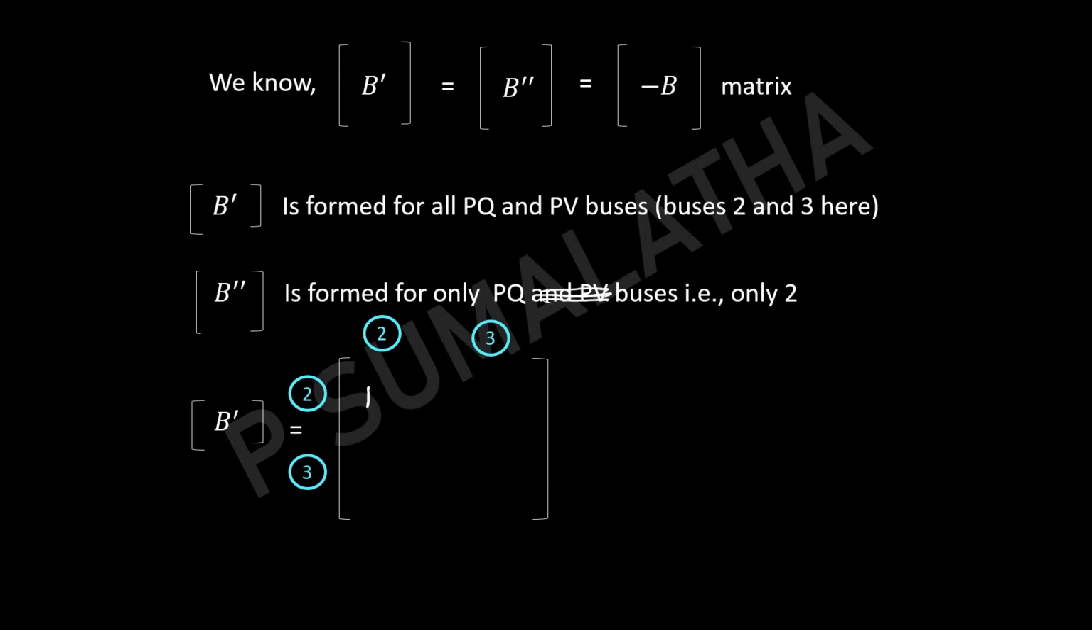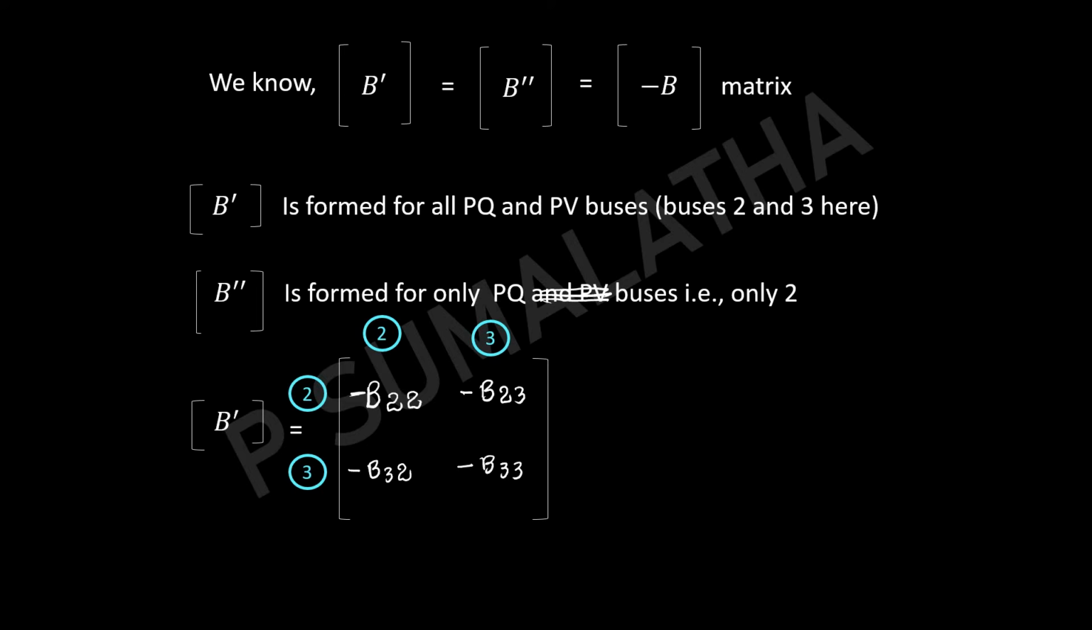This value is B22, okay, that is minus B22. Why is it minus B22? It is a minus B matrix. So this will be minus B23, this will be minus B32, and this will be minus B33. So those values we have to bring and fill in this matrix. Already the values are available, you just have to read only the susceptance part.